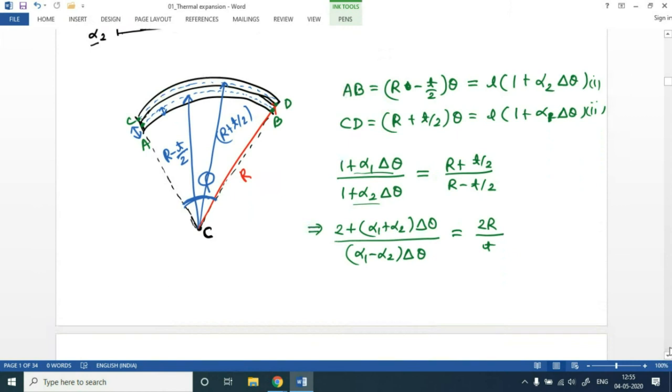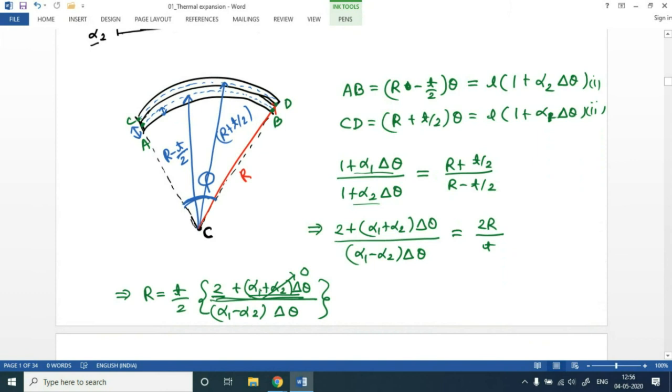Okay, so for R we can now write that it is T by 2, and in the bracket you will have 2 plus alpha 1 plus alpha 2 times delta theta, divided by alpha 1 minus alpha 2 times delta theta over here. Now you should realize, when you look at the numerator, that it is 2 plus this quantity, and this quantity is very, very small in comparison to 2, so we are ready to ignore that. So we will be left with this 2, and this 2 will also get cancelled, so this will be approximately equal to T upon alpha 1 minus alpha 2 times delta theta.